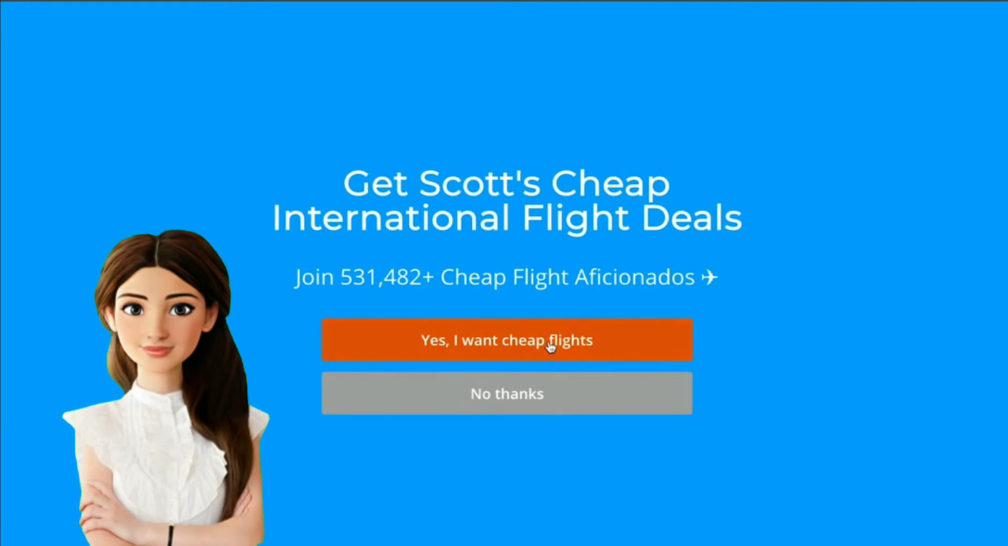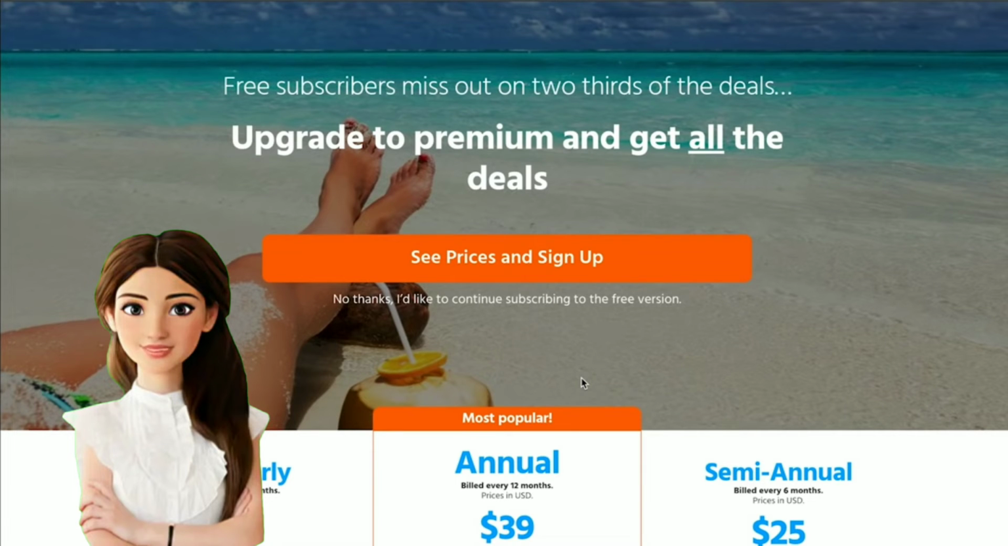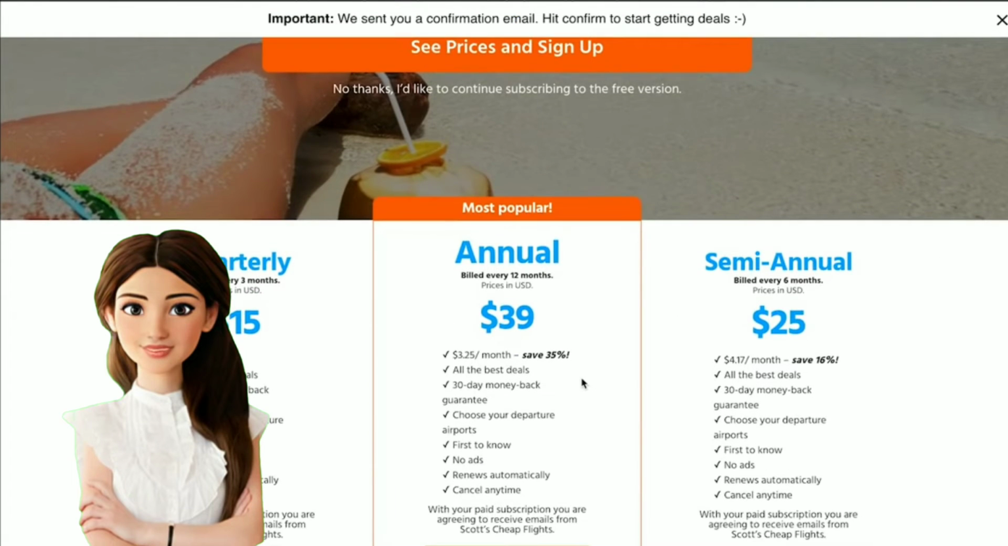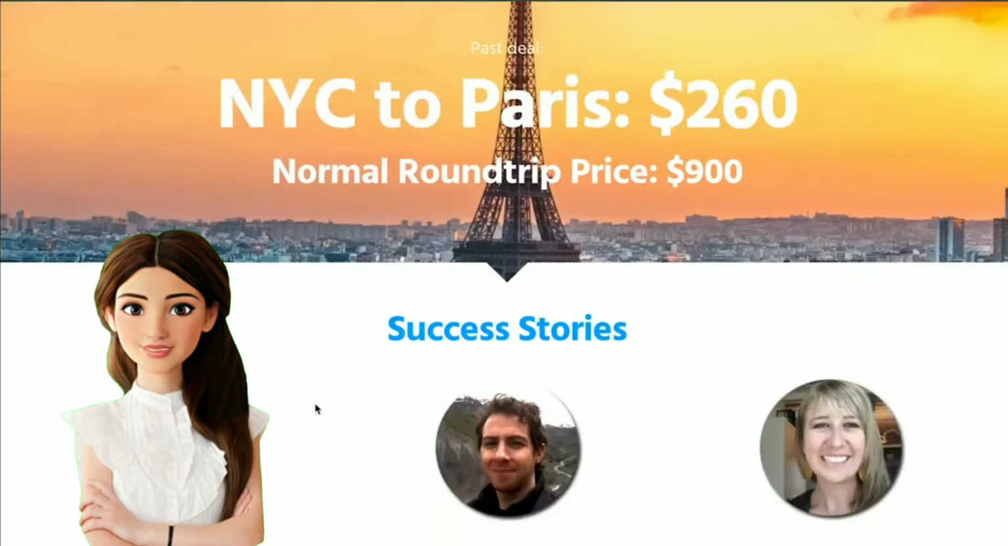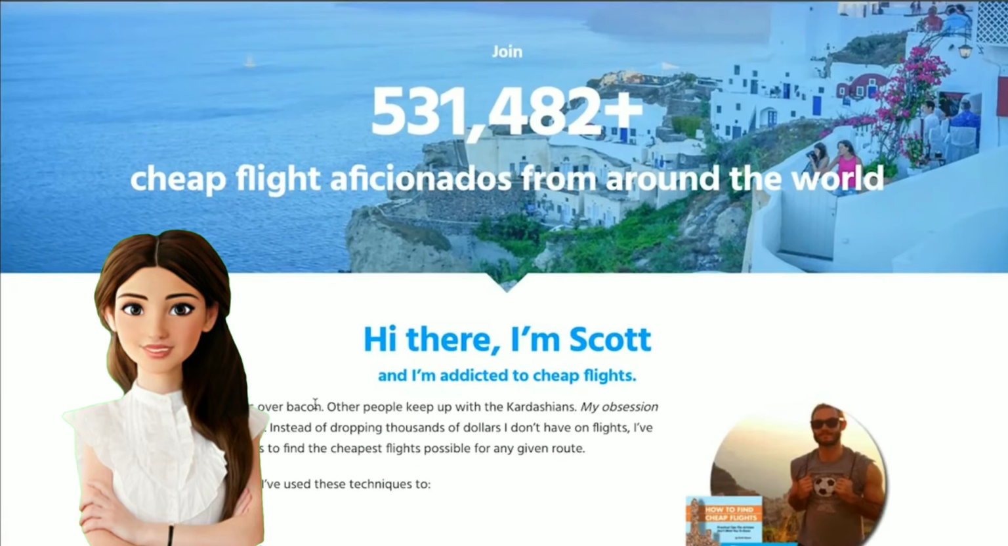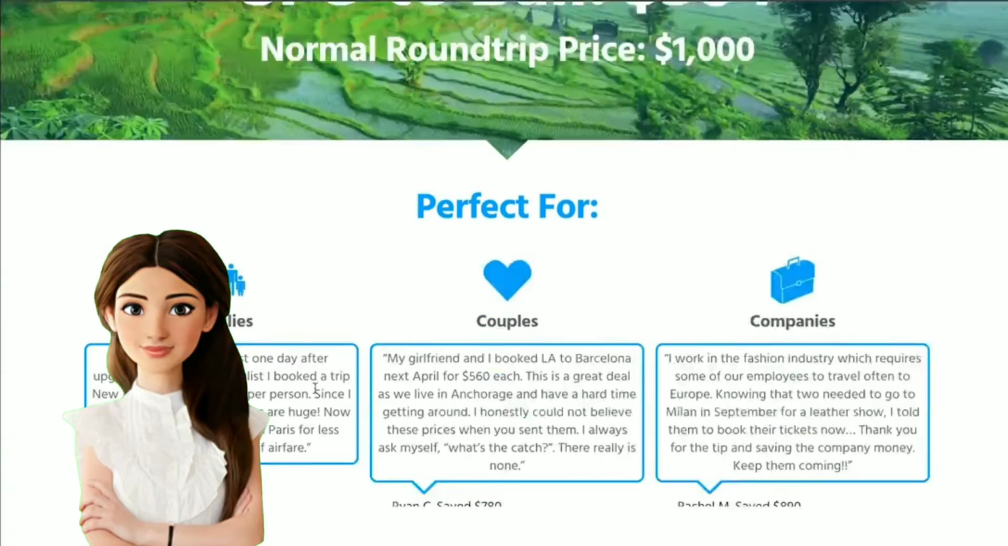Number 7. Scott's Cheap Flights. Scott's Cheap Flights emails you flights from your region. The free tier has some ads sent via email, and you get deals around 30 minutes after the premium tier. A premium subscription costs $40 per year, which is roughly 560,000 rupiah. This service shared more Asia-based deals than any others we tried, so it may be better suited for Indonesians.